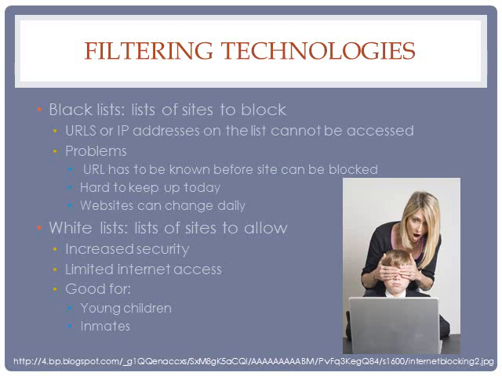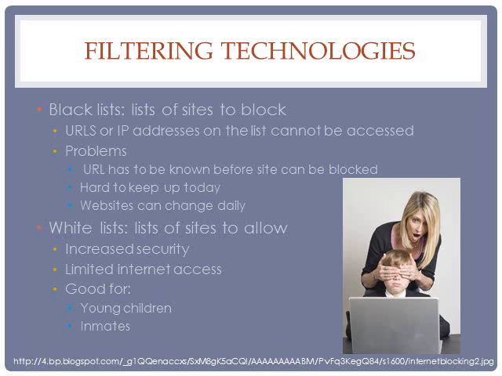Different types of filtering technologies are blacklists, which are lists of sites to block. Basically, URLs or IP addresses on the list cannot be accessed. The problems with this are that URLs have to be known before a site can be blocked, and blacklists are hard to keep up to date, since websites can change daily.